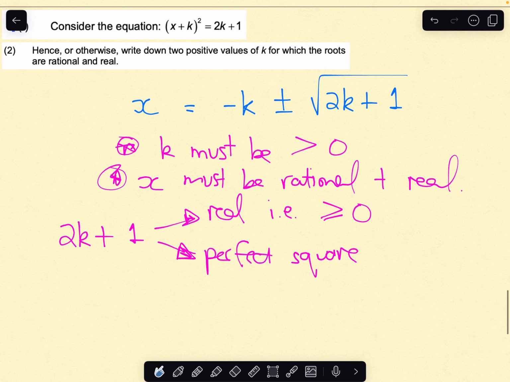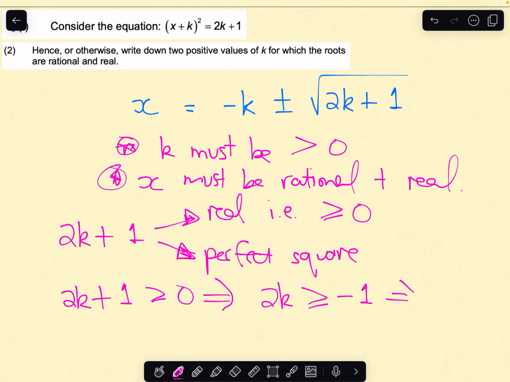So then we can pretty much do what I did for the testing in the previous question. We can say, okay, so 2k plus 1 must be greater than or equal to 0, means that 2k must be greater than or equal to minus 1, which means k must be greater than or equal to minus a half. Okay, so this is our pool. On the number line, we're looking at k's greater than minus a half, sharp. So that satisfies this requirement.